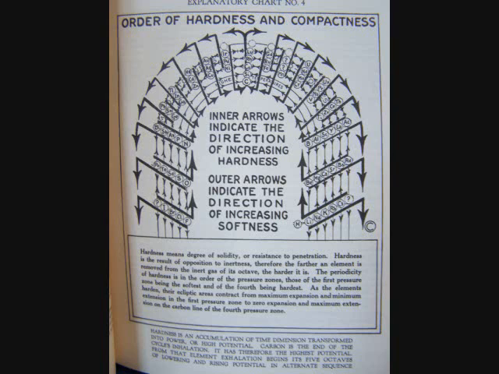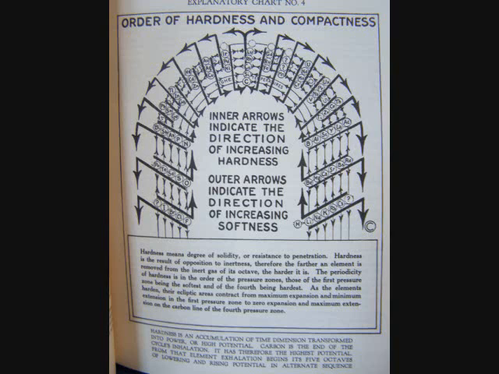Now to read what is on this chart. It is called the order of hardness and compactness. Inner arrows indicate the direction of increasing hardness. Outer arrows indicate the direction of increasing softness.